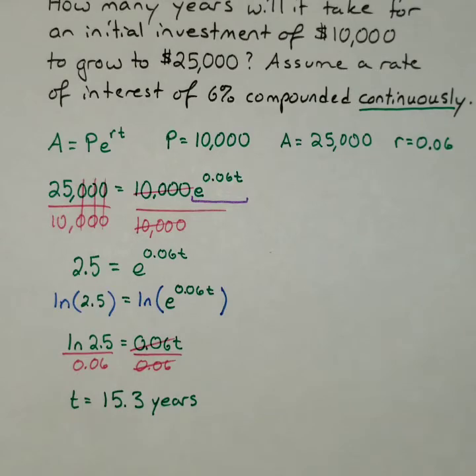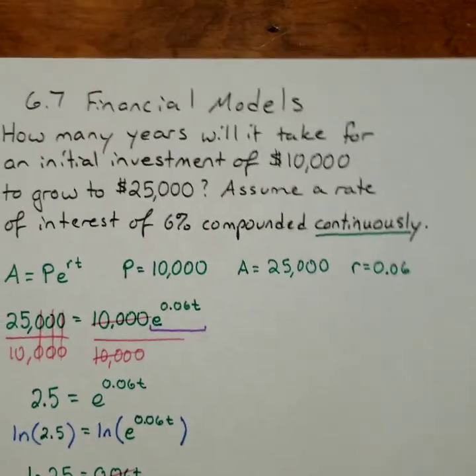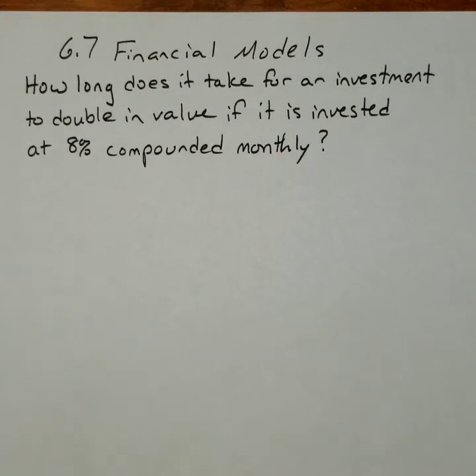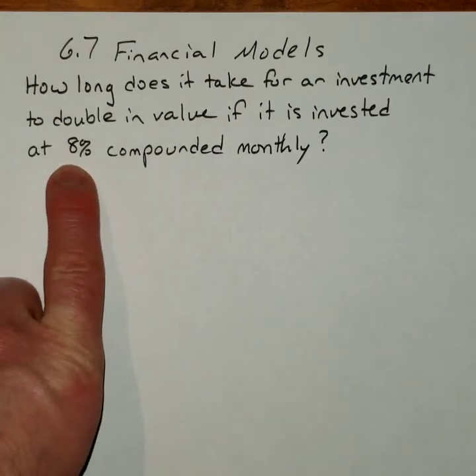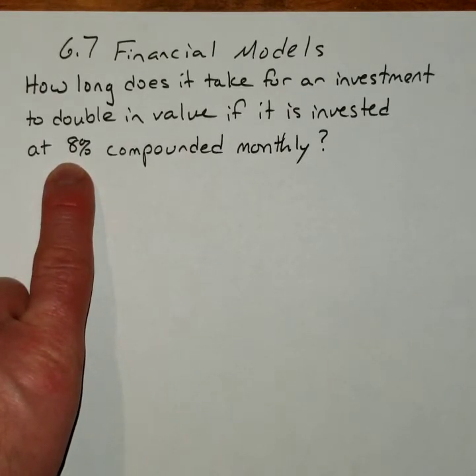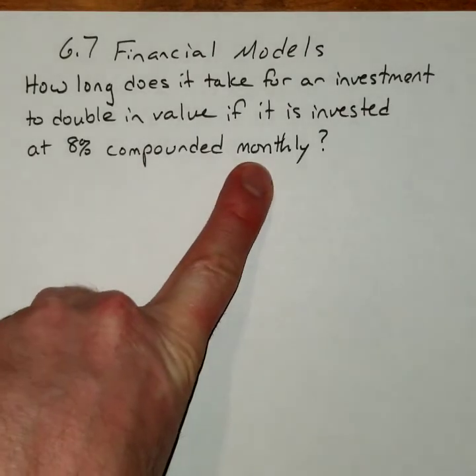The last example I'm going to do here is a somewhat similar example, but does have some differences to it. It says, how long does it take for an investment to double in value if it is invested at 8% compounded monthly? Now here I'm actually given less information. I only have the 8%. I don't have an initial principal, I don't have a final amount, I don't have a time.